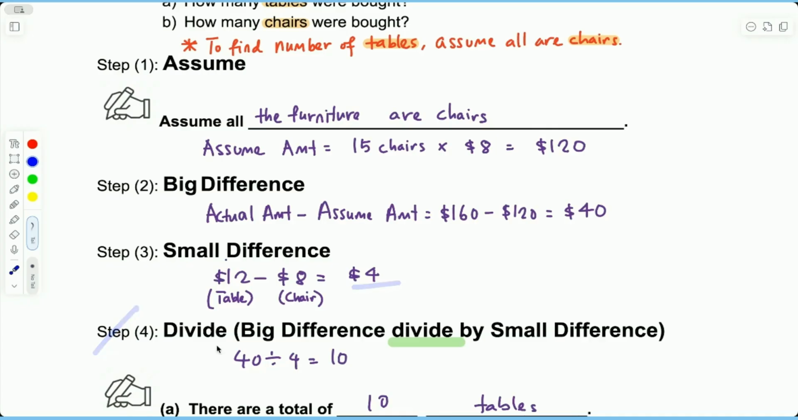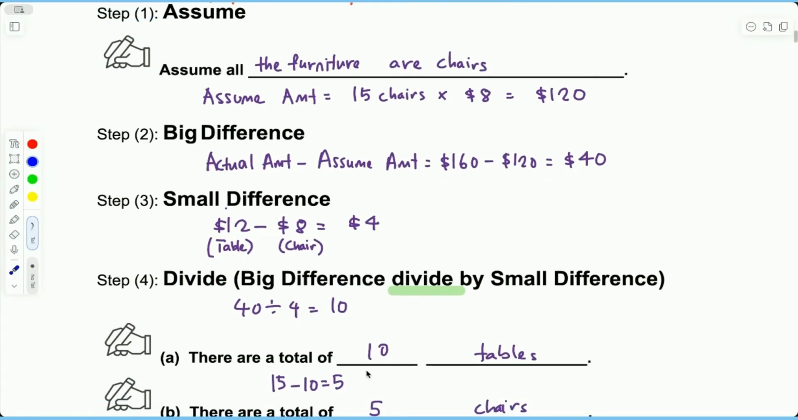And in step 4, we need to divide the big difference by the small difference. So the big difference is 40, which we found in step 2. The small difference is 4, which we found in step 3. So 40 divided by 4 is 10. Since in step 1, we assumed all our chairs, this answer that we arrived at step 4 will give us the number of tables. There are a total of 10 tables.